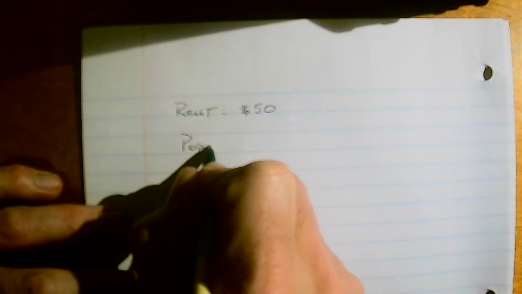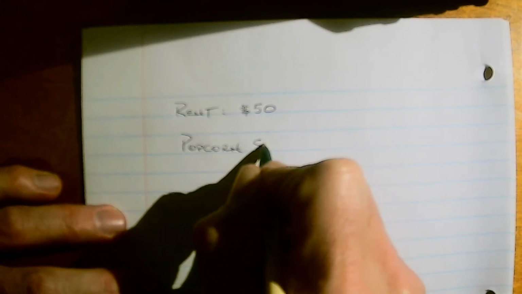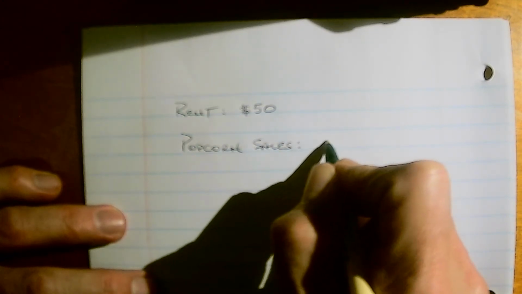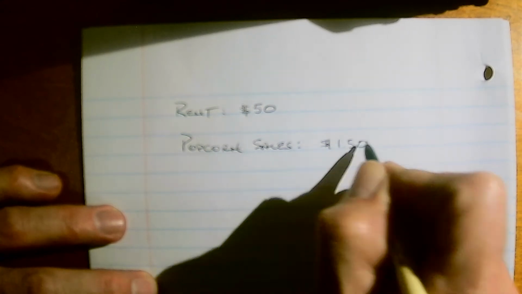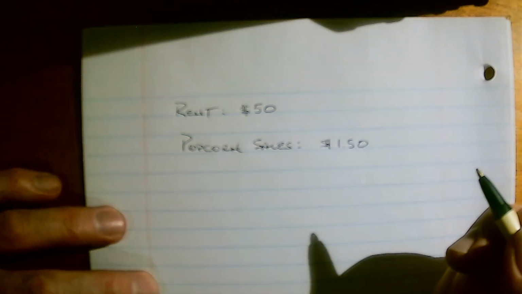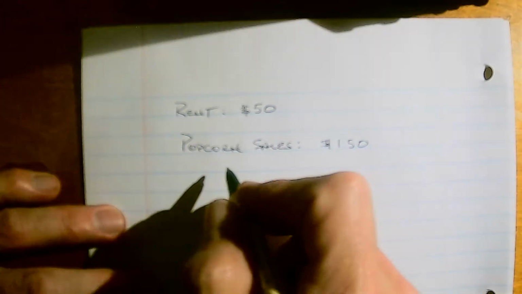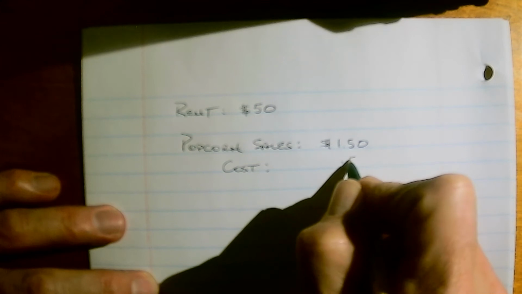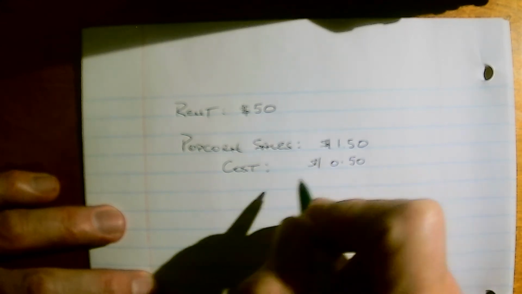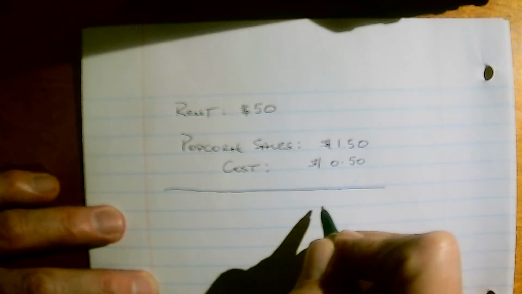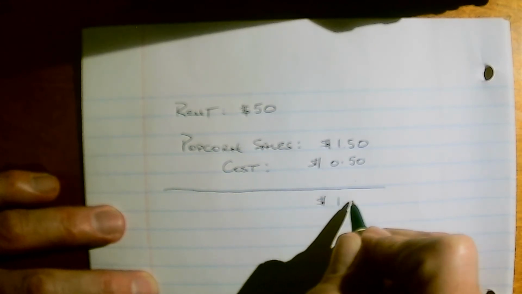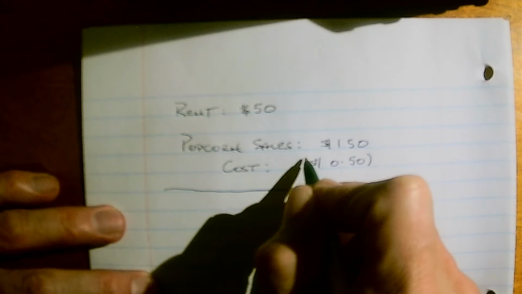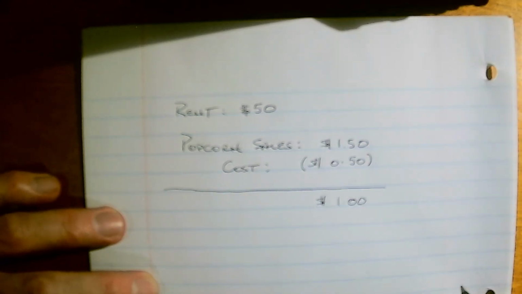They plan to sell the popcorn for $1.50 per bag. So the popcorn sales is $1.50 per bag. However, it costs 50 cents to produce one bag of popcorn. So the cost is going to be 50 cents. So really for each bag of popcorn, they are making $1, because we have to take the cost off of the price of the sale.